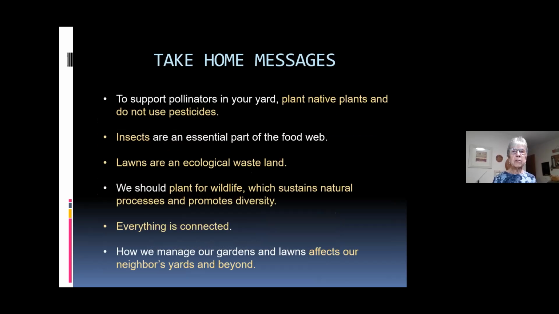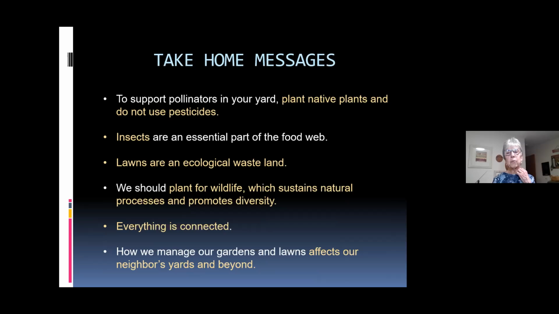So the take-home messages are to support pollinators in your yard, plant native plants, and do not use pesticides. Insects are an essential part of the food web, and we need to appreciate them and root for them, and not be afraid of them. Some people are still afraid that bees are going to bite them, and that very seldom happens.